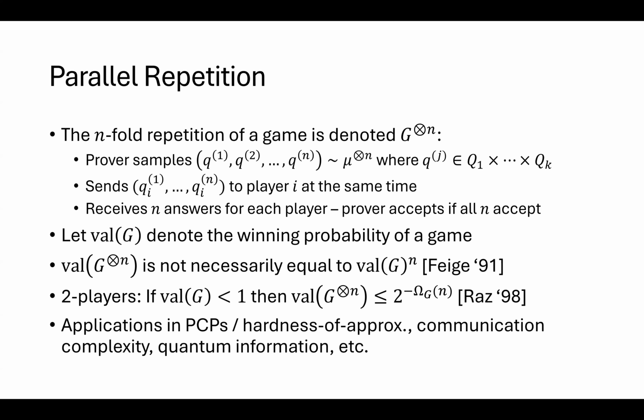However, in a very fundamental result of Raz, for two-player games, it was proven that if the value of the game is strictly less than 1, then the value of the n-fold repetition does decay exponentially, just not the way you would expect. Here the notation 2 to the minus omega_G(n) means 2 to the minus a constant times n, where the constant depends on the game G. This is a very fundamental theorem with applications to PCPs, hardness of approximation, communication complexity, quantum information, and more.